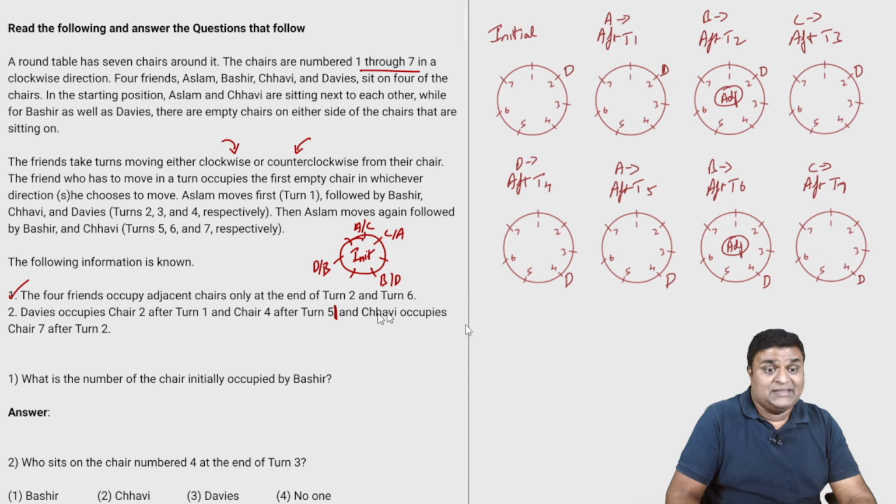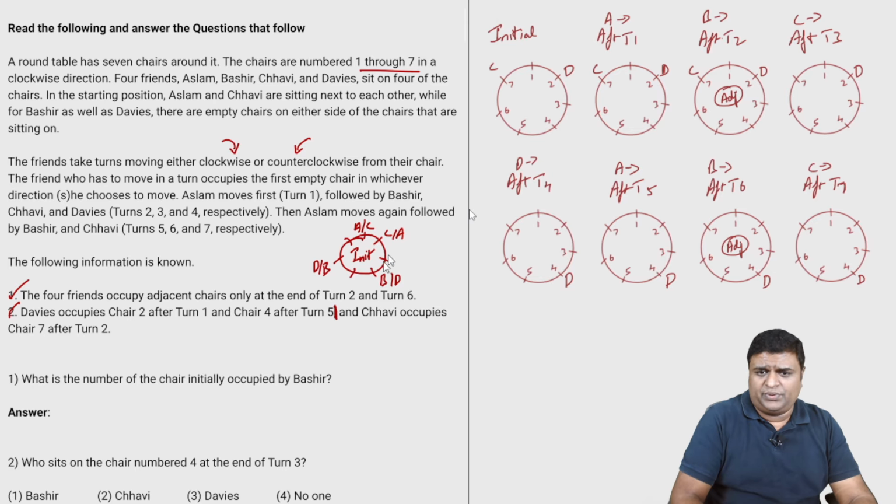Now what about C? C occupies 7 after turn 2. C, after turn 2, is at 7, right? Now when is C moving? C is moving only over here. So that means earlier C continued to be in 7, as simple as that. Now what clues are left for us? Adjacent, right? 2 adjacents, okay? And we are completely done with this.